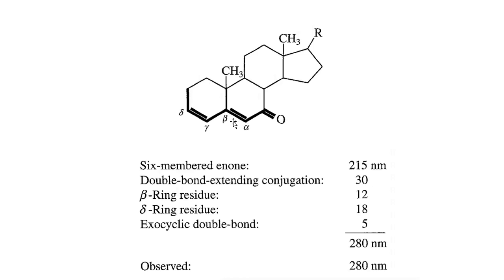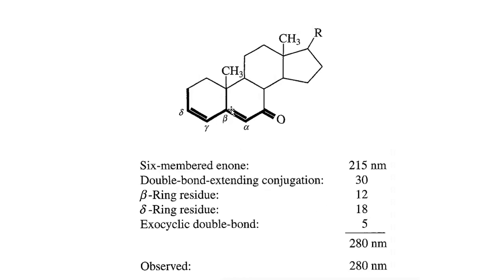Then this position is beta. There is a beta ring residue, beta alkyl substituent or beta ring residue. This beta ring residue contributes 12 nanometer as the increment. Then see, this is the gamma position, it is the delta position. This delta position has a ring residue that will contribute 18 nanometer as the increment.